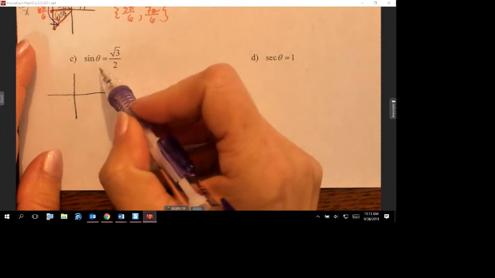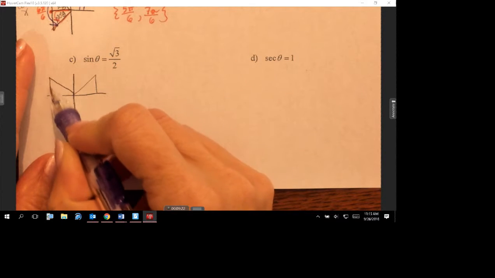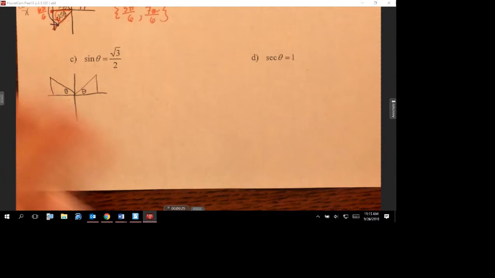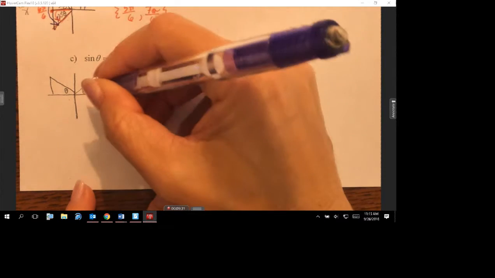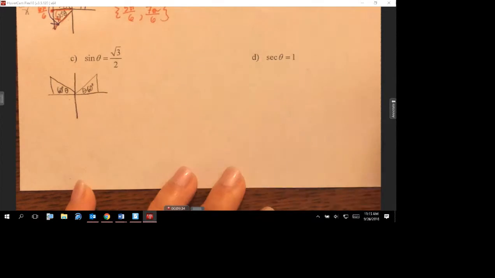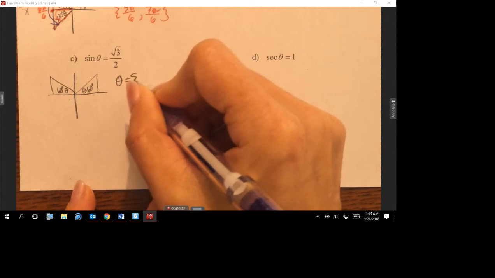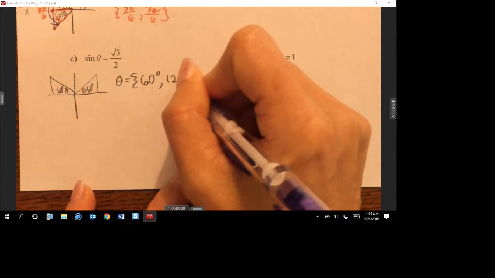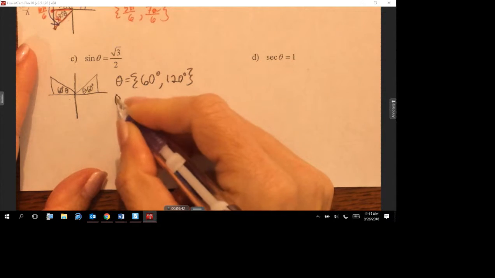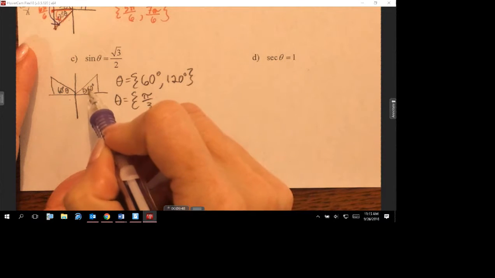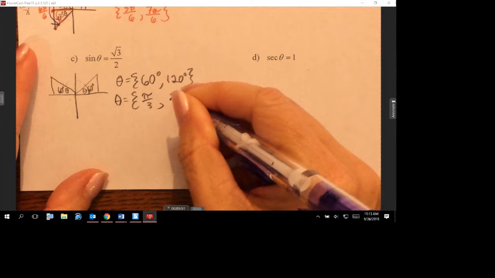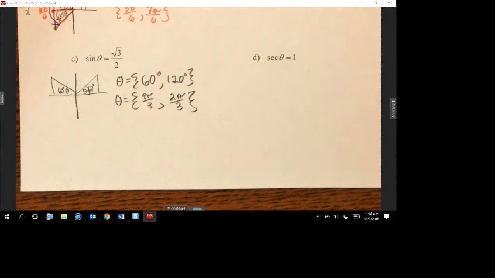So you're thinking to yourself, where is sine positive? First quadrant and second quadrant. You're thinking to yourself, well, sine of 30 is 1/2, so this must be 60 degrees. So my first answer is 60, my second answer is 120. In radian form, 60 is pi over 3. And then 2 60s, 2 pi over 3s, it's 120. D? Try D.